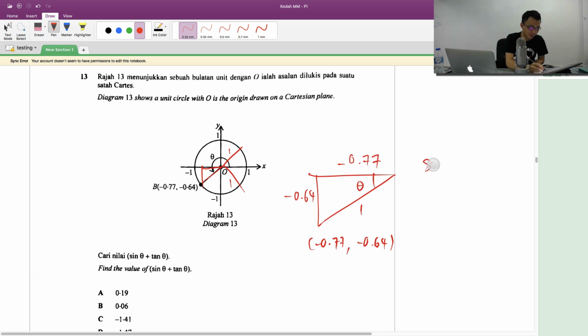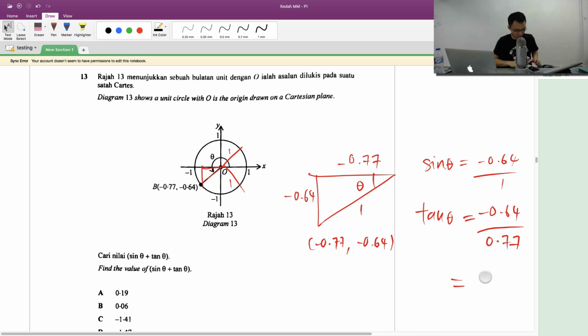If you ask me about sine angle, sine is OH, so negative 0.64 divided by 1. And then you ask me about tangent angle. Tangent is OA, opposite over adjacent. Both of them must be added together, so I will solve this one. 0.64 divided by 0.77. Both have negative, so your answer should be positive. So this one should be 0.8311 maybe.